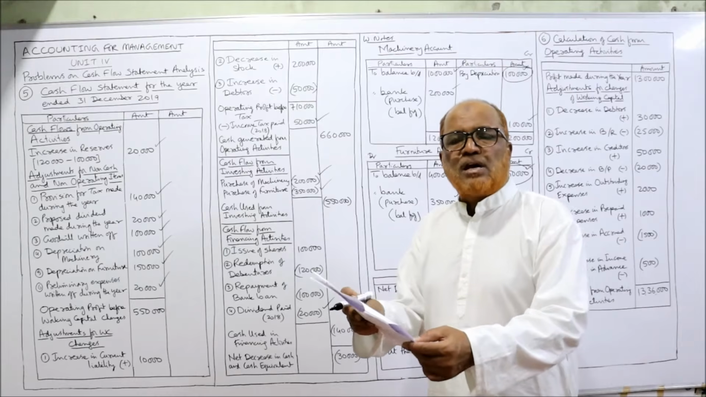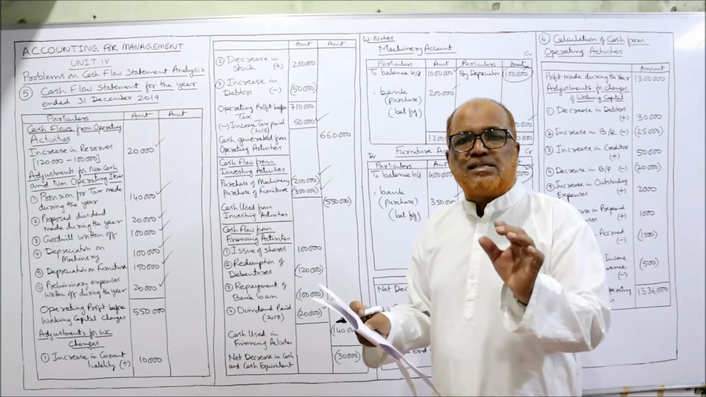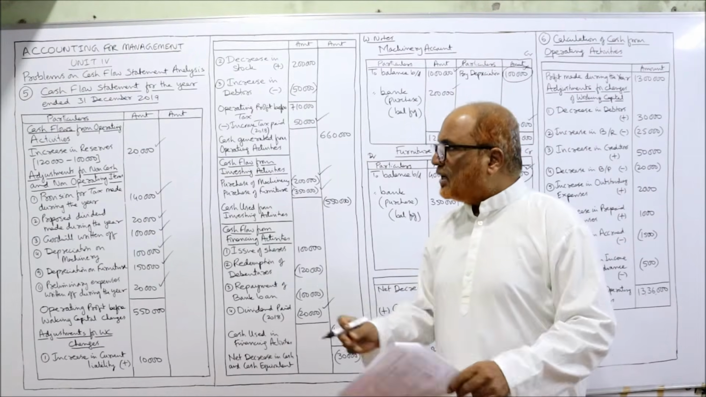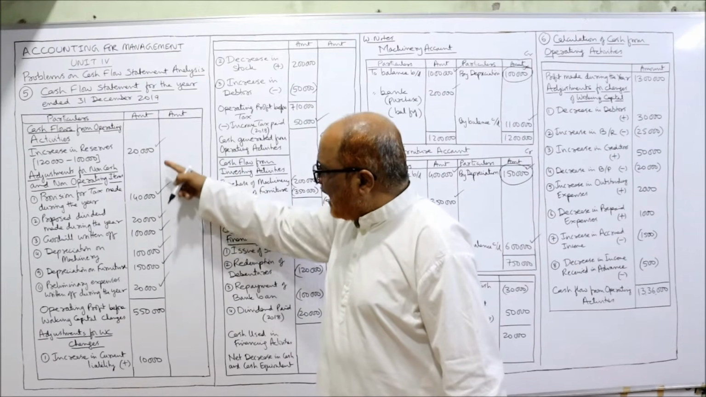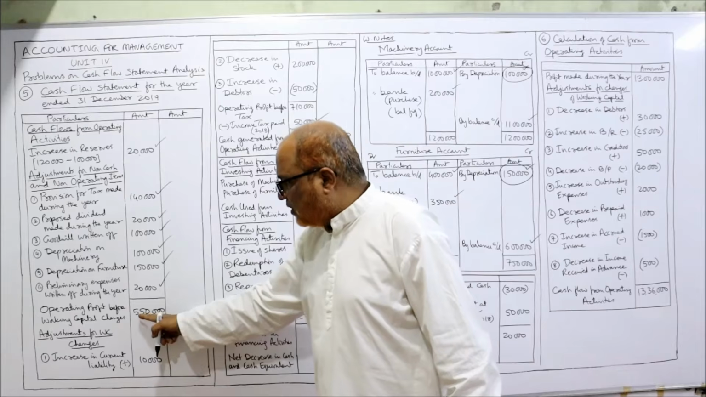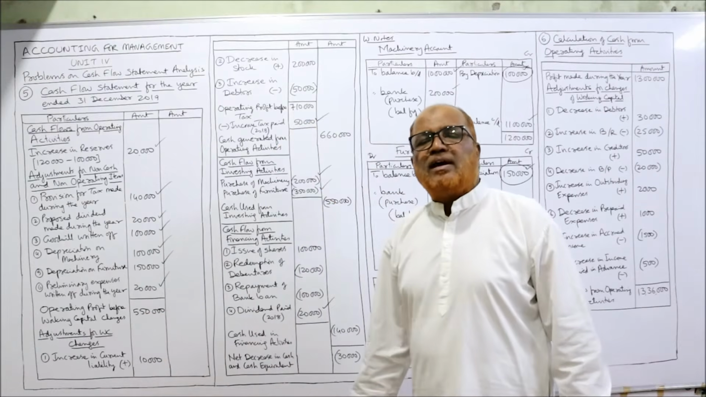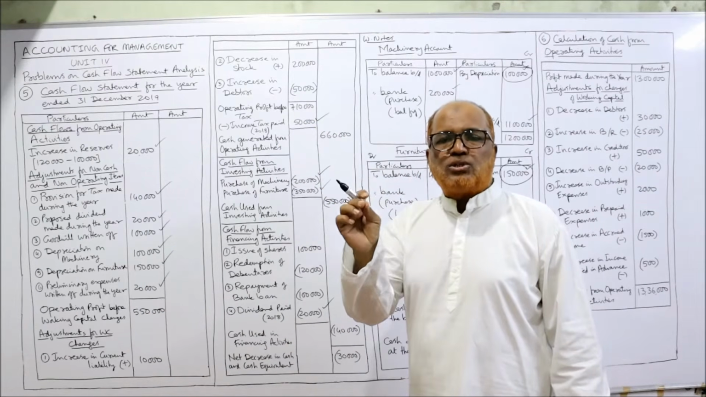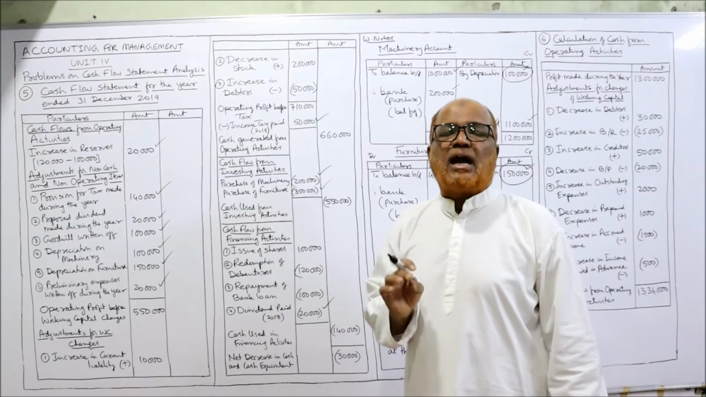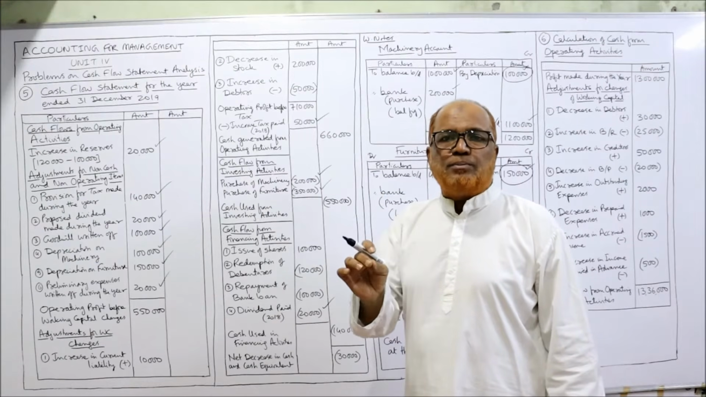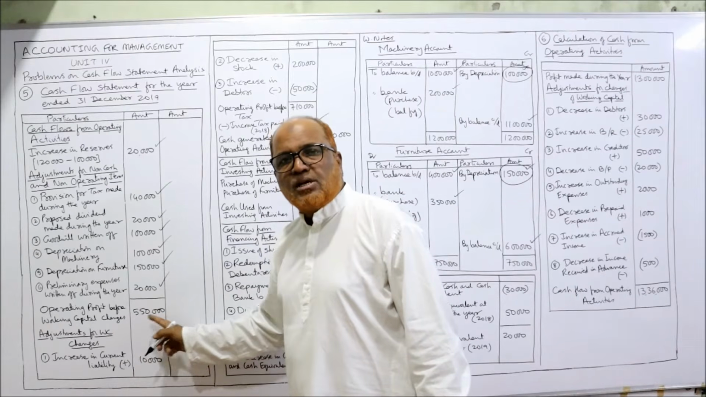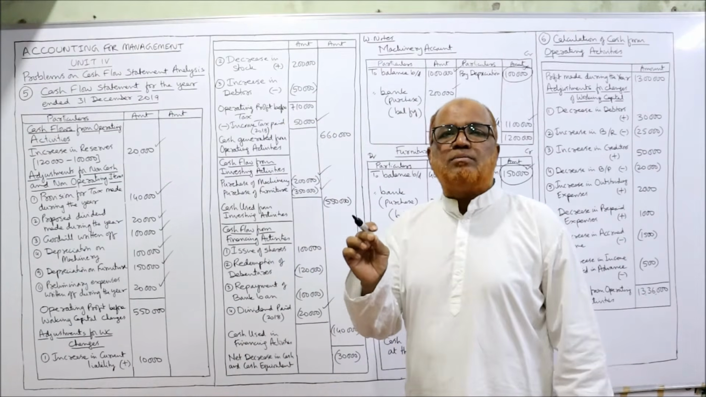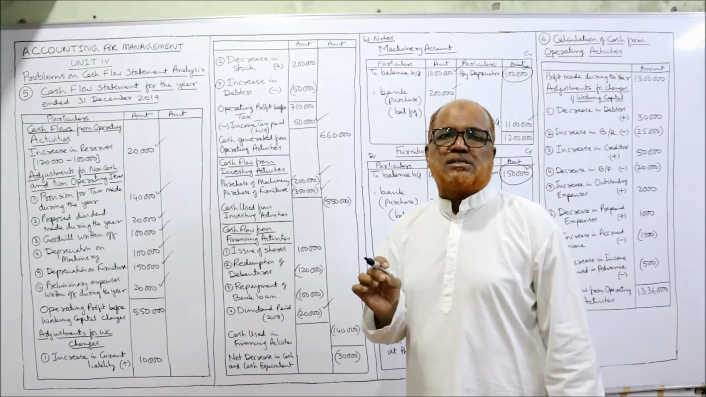So all the items I have taken except current assets and current liabilities, that I'll show you. So increase in reserves, all these things we have added. All the items we have added, we got 5,50,000. This 5,50,000 is the cash profit before working capital changes, or operating profit. Operating profit before working capital changes. To this we have to make the adjustment for working capital changes.